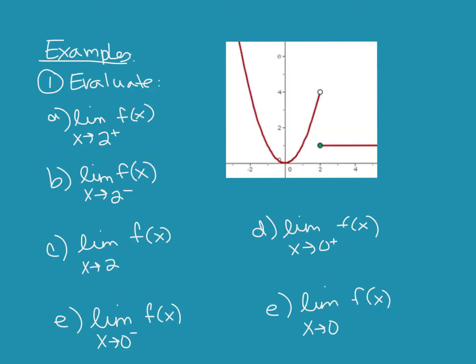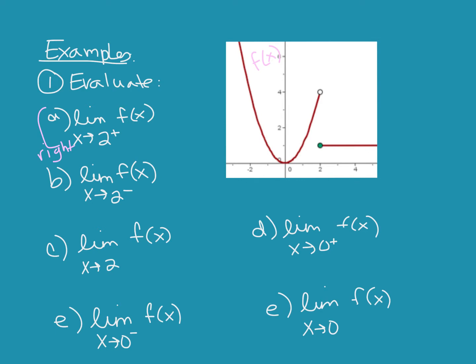So I think one-sided limits are best if you can see a few examples. For this one, I gave you a graph. This is the function f of x. We want to evaluate several limits. The first one is the limit as x approaches 2 from the right-hand side. So keep in mind this is the right-hand limit, or the positive side limit.